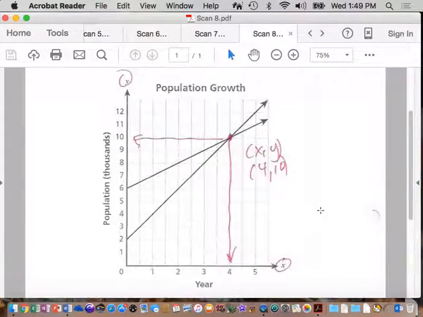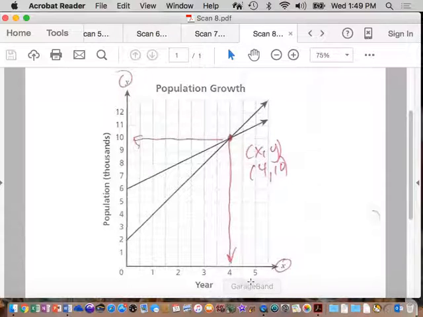Somewhere on your test, you're going to have to say a point of intersection. In this case, danger, danger, danger. They skip one line in each one here. So it's 4, 10, not 8, 10. Any questions?